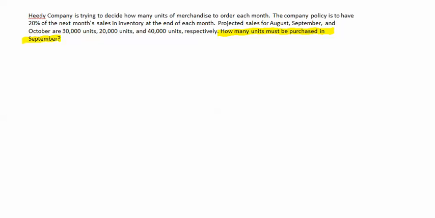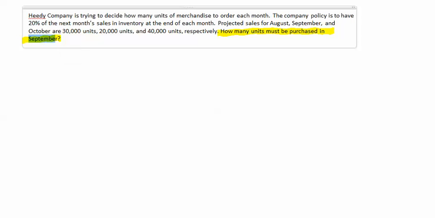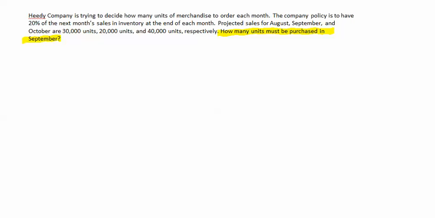So if we're looking at the September sales, we want to finish with 20% of the October sales in our inventory. And we, of course, begin with 20% of our September sales in inventory, which carried over from August. So the question is, we're looking at September. All right. So if we look at September, we're going to write all this down.